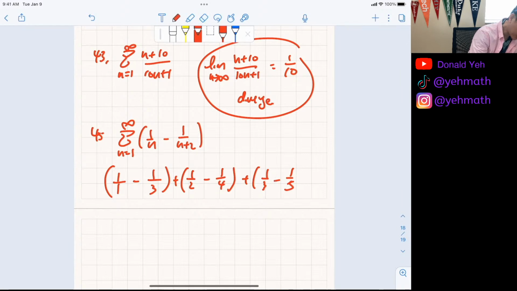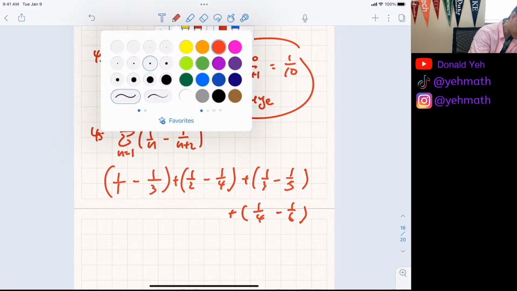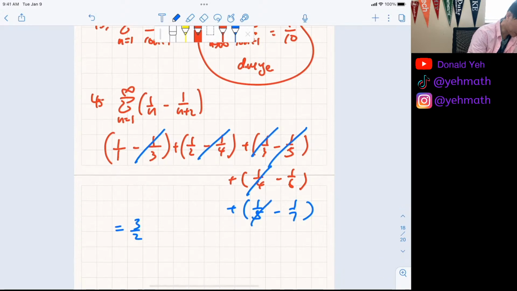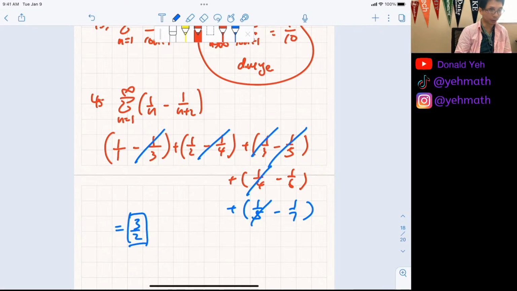And then plus 1 over 4 minus 1 over 6. Obviously this one will cancel out like this. Then it's 1 over 5 minus 1 over 7, so you can cancel out the 1 over 5. So the answer will end up being 3 over 2 eventually, because all the rest of the terms are going to match up.